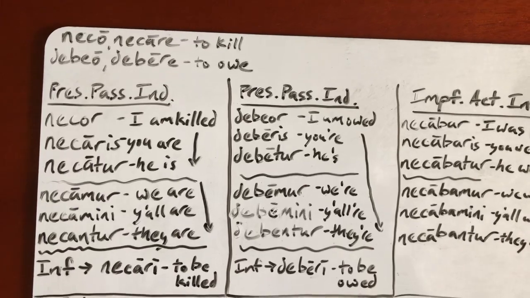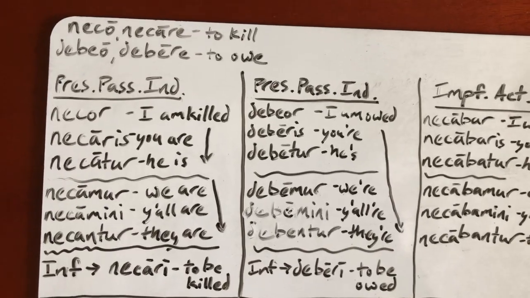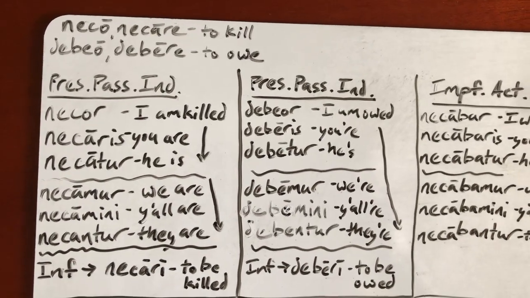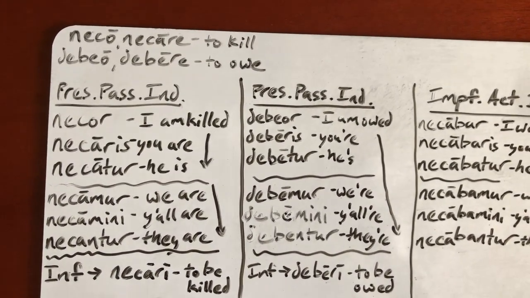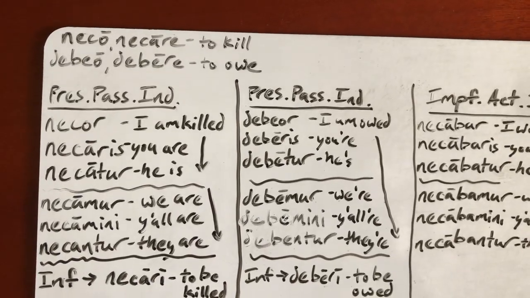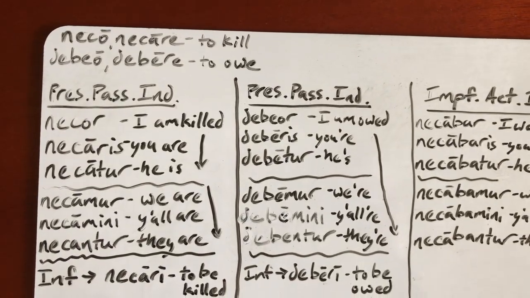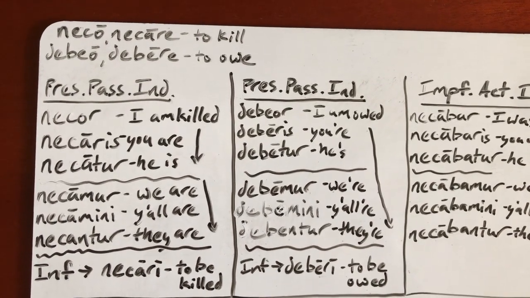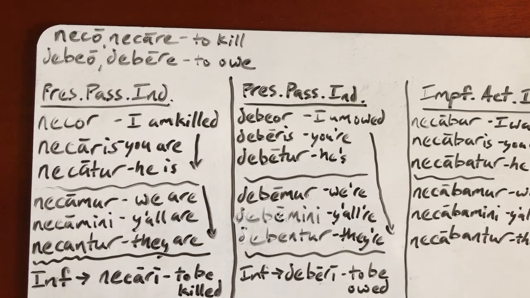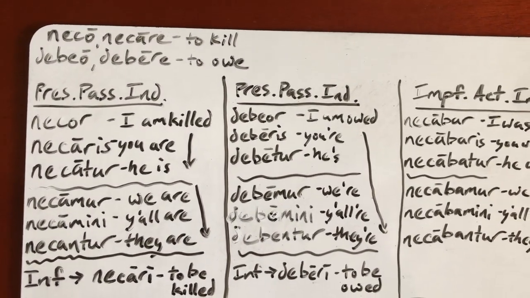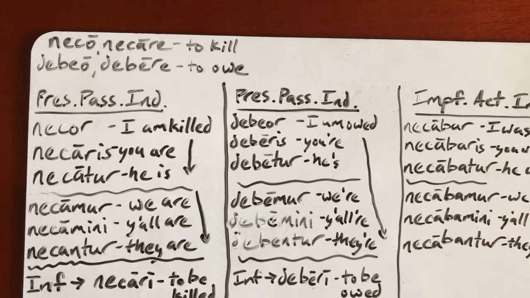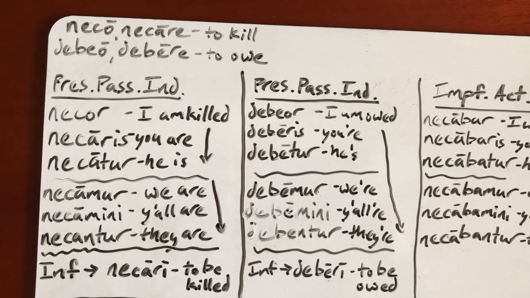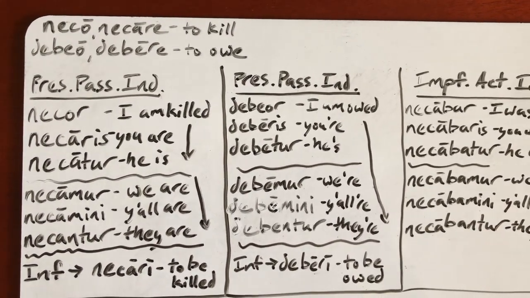Now, you also will need to make sure that you give the infinitive. You'll see at the very bottom there, I have the infinitive. This is the present passive infinitive. The only difference between the infinitive passive and the infinitive active is that the active, nekare, has an E. The passive has an I, nekari. Translated, the active is to kill, the passive, as you can see here, to be killed. So you need to make sure you include that with the present passive indicative.